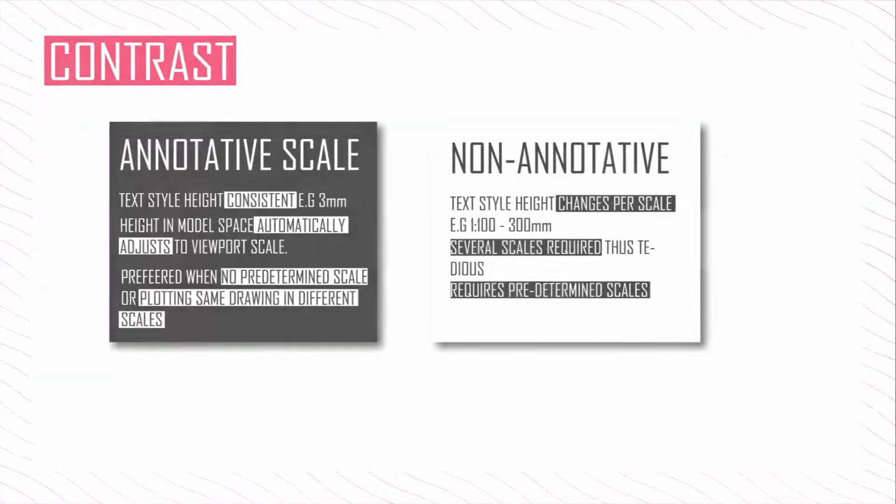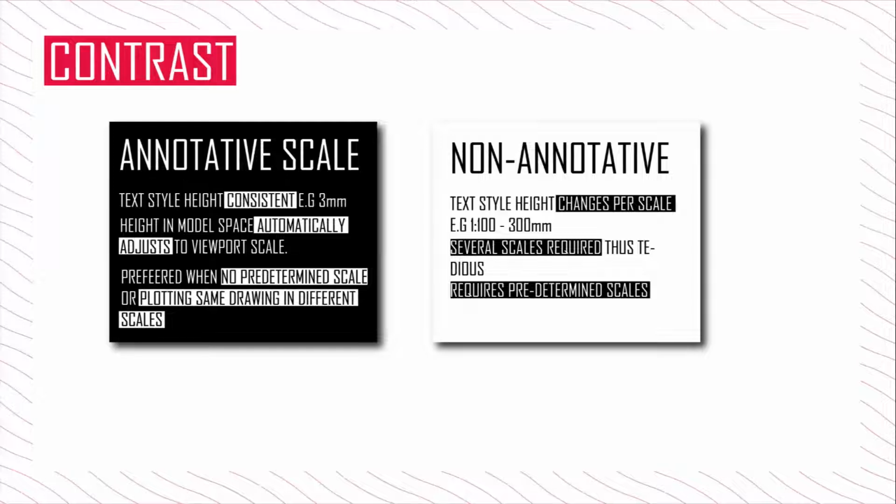For example, for a text size of 3 mm on the paper space, we create only one text style and make it annotative with a paper text height of 3 mm. This height will remain consistent regardless of the scale of the viewport or printing paper. This differs from the previous method where we had to specify the text height to adhere to a predetermined scale. For example, a scale of 1 to 100 required a text height of 300 mm. We saw that we had to create several text styles with different text heights, and this was tedious.